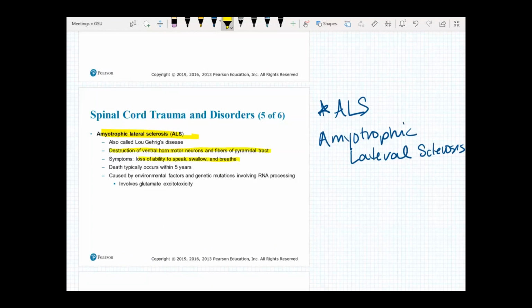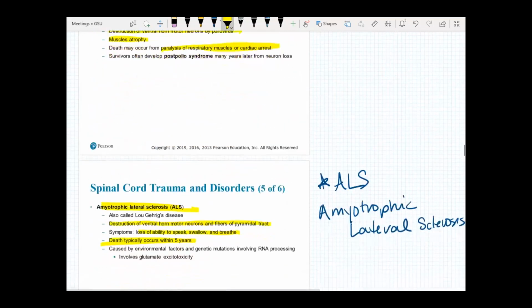So what this one is doing is it's destroying the fibers that are going to the ventral horn motor neurons and the motor neurons that are going up. And it leads to these specific symptoms. If you don't have the ability to swallow and or breathe, it does actually end up in a loss of life at the very end. So ALS and polio are pretty common disorders that we talk about, but they are specifically disorders that are related to the spinal cord.